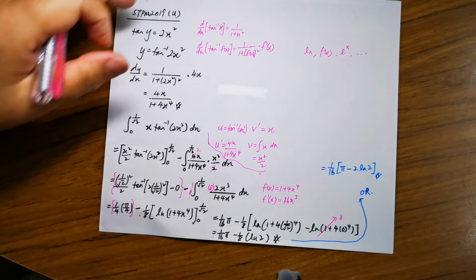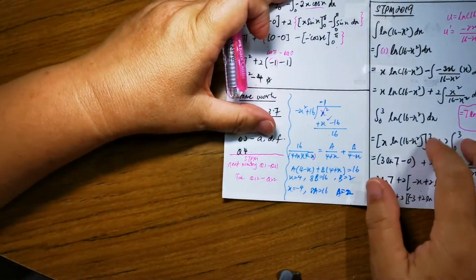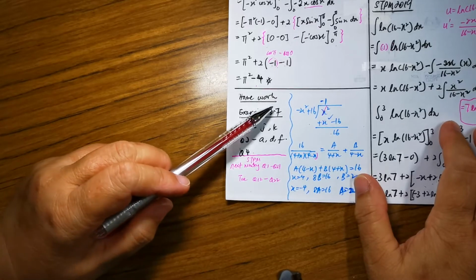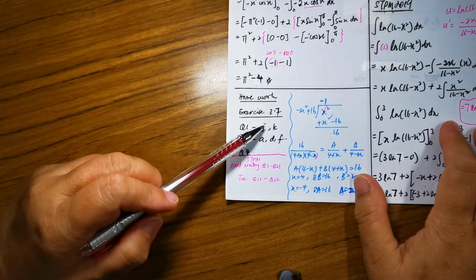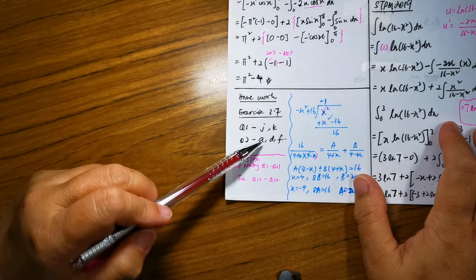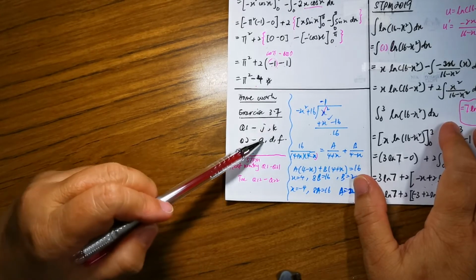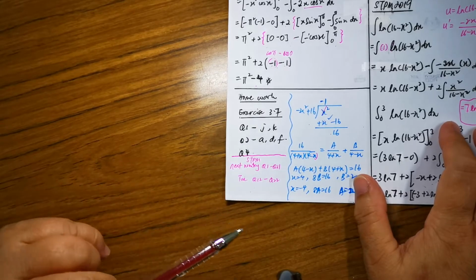Okay, so of course, homework. Today the homework that you have to complete is exercise 3.7. Question 1, you do J and K. Question 2, you do A, D, F. And question 4. So you have 1, 2, 3, 4, 5, 6 questions here.